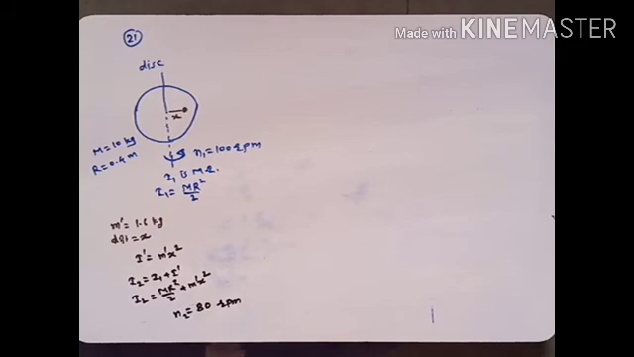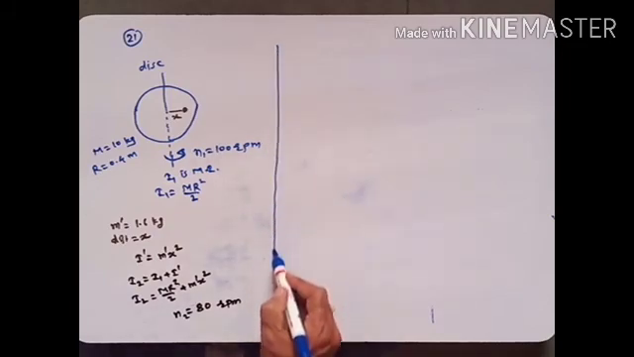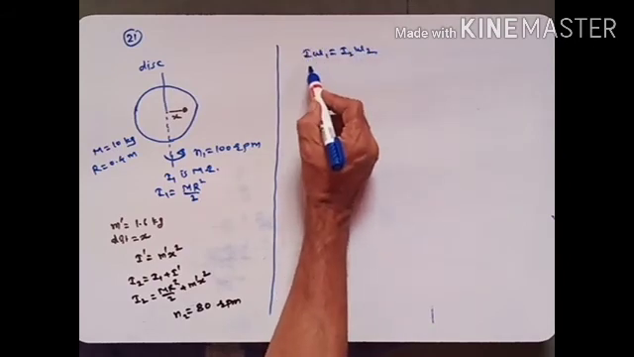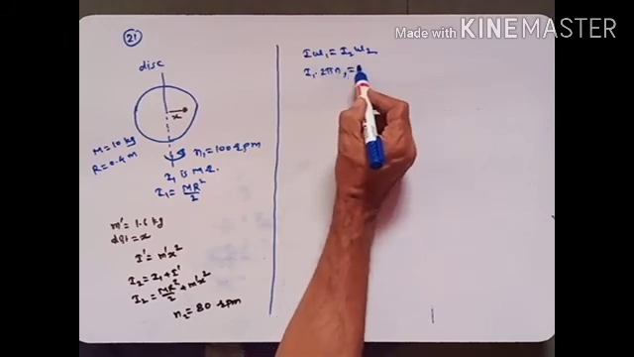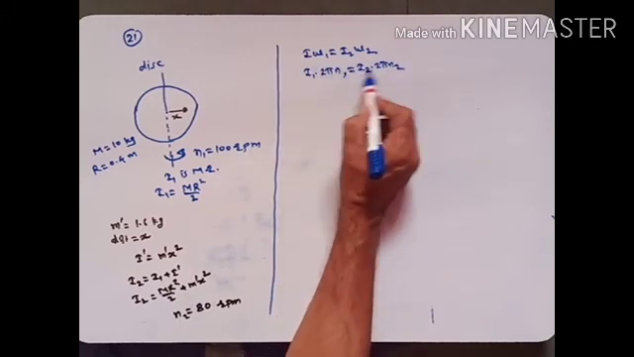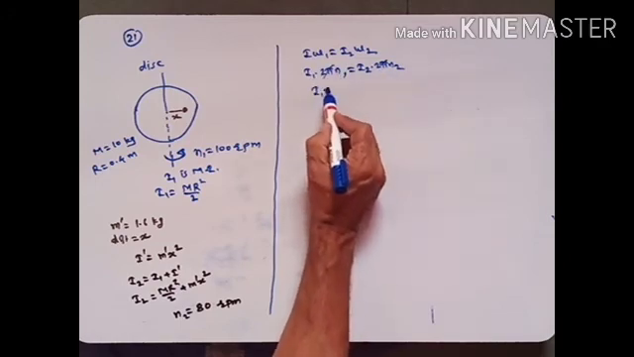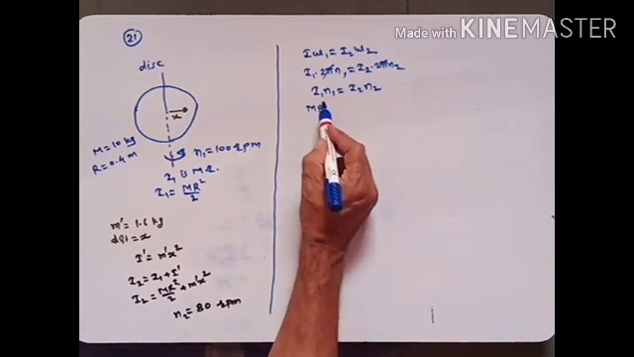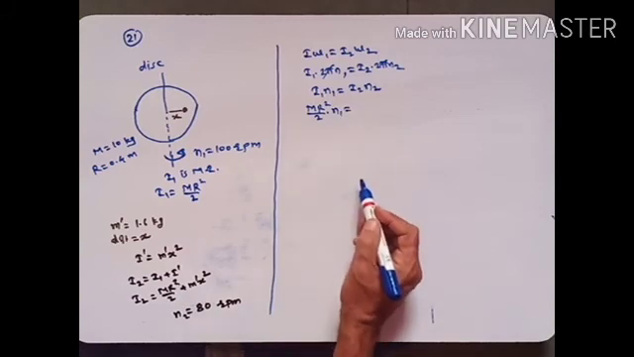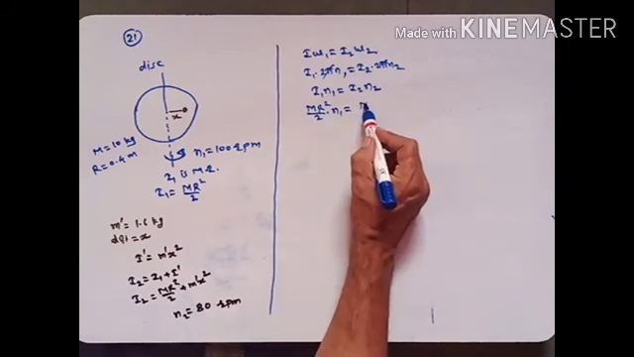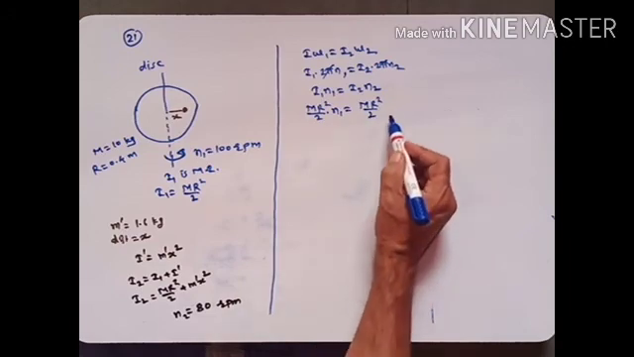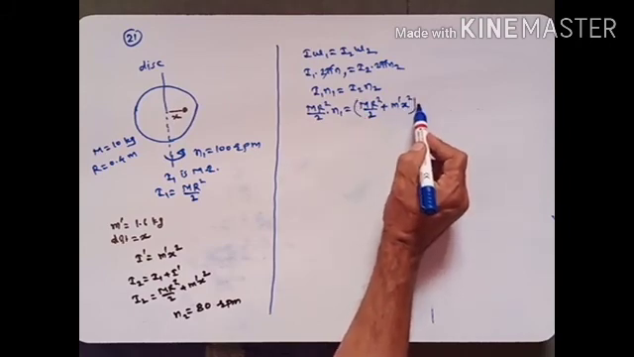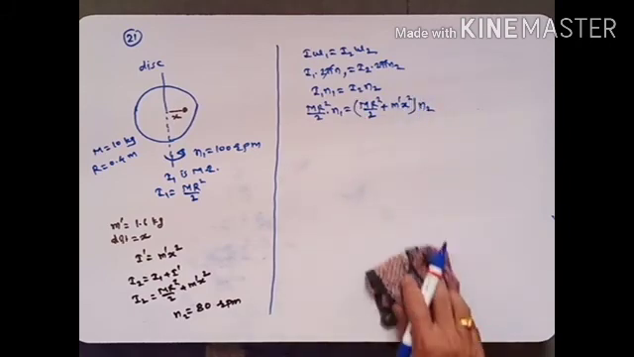Now we will use the law of conservation of angular momentum. That means I1 omega 1 is equal to I2 omega 2. I1 into 2 pi n1 is equal to I2 into 2 pi n2. This 2 pi gets cancelled. Then I1 n1 is equal to I2 n2, and we will write the values. m r square upon 2 into n1 is equal to m r square upon 2 plus m dash x square, which is the total moment of inertia, into n2. Now we will write the values.